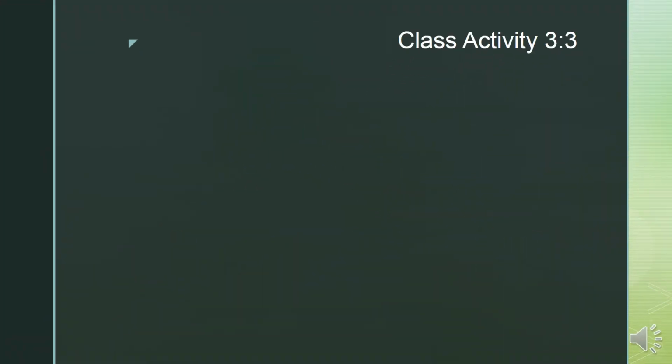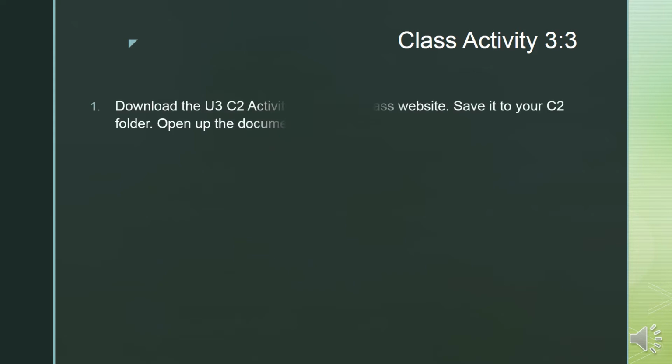Congratulations, you have just finished Part 3. Now we will look at our class activity. Download the Unit 3, Chapter 2, Activity 2 worksheet from the class website. Save it to your Chapter 2 folder. Open up the document.